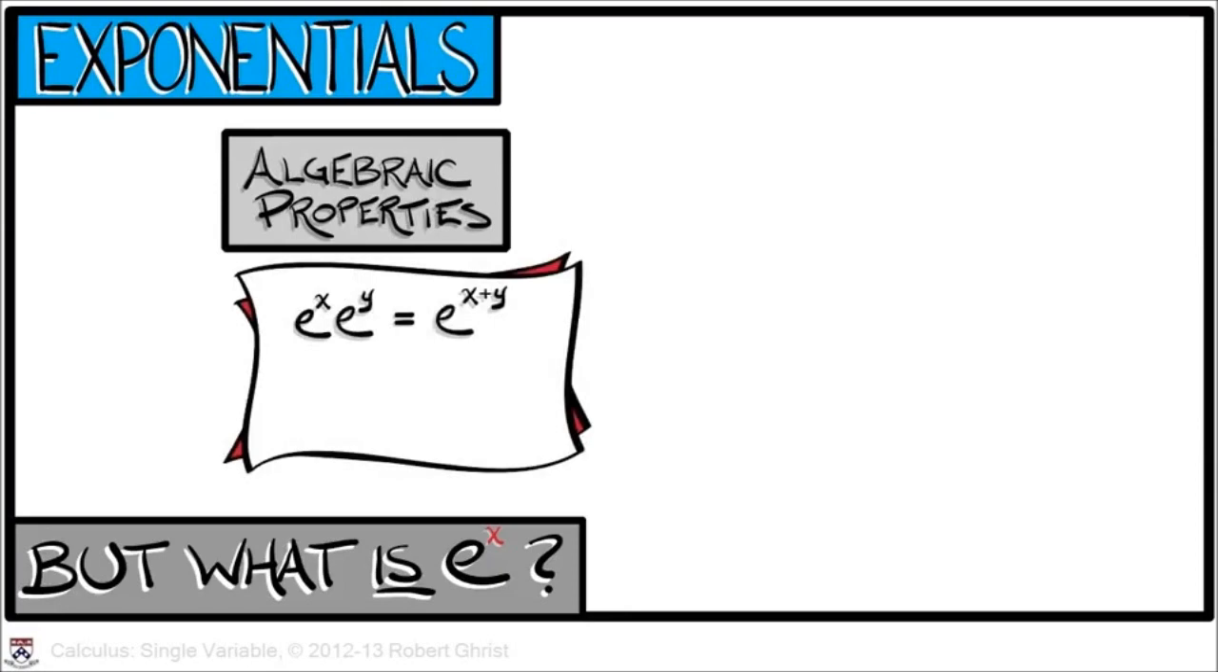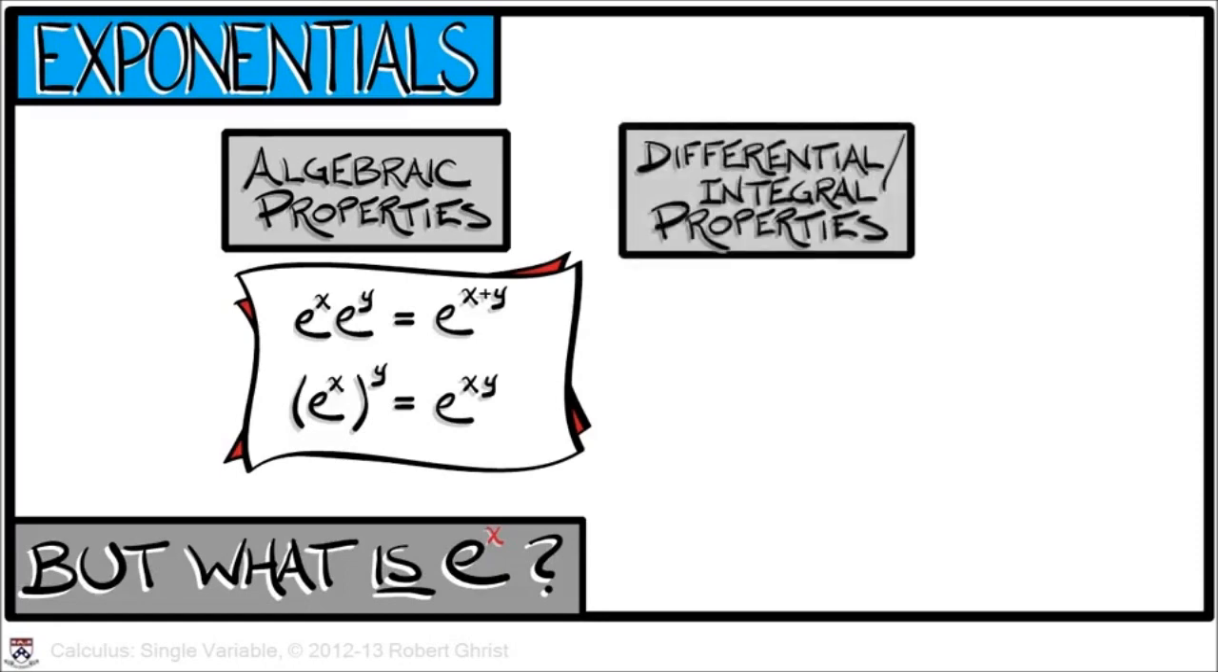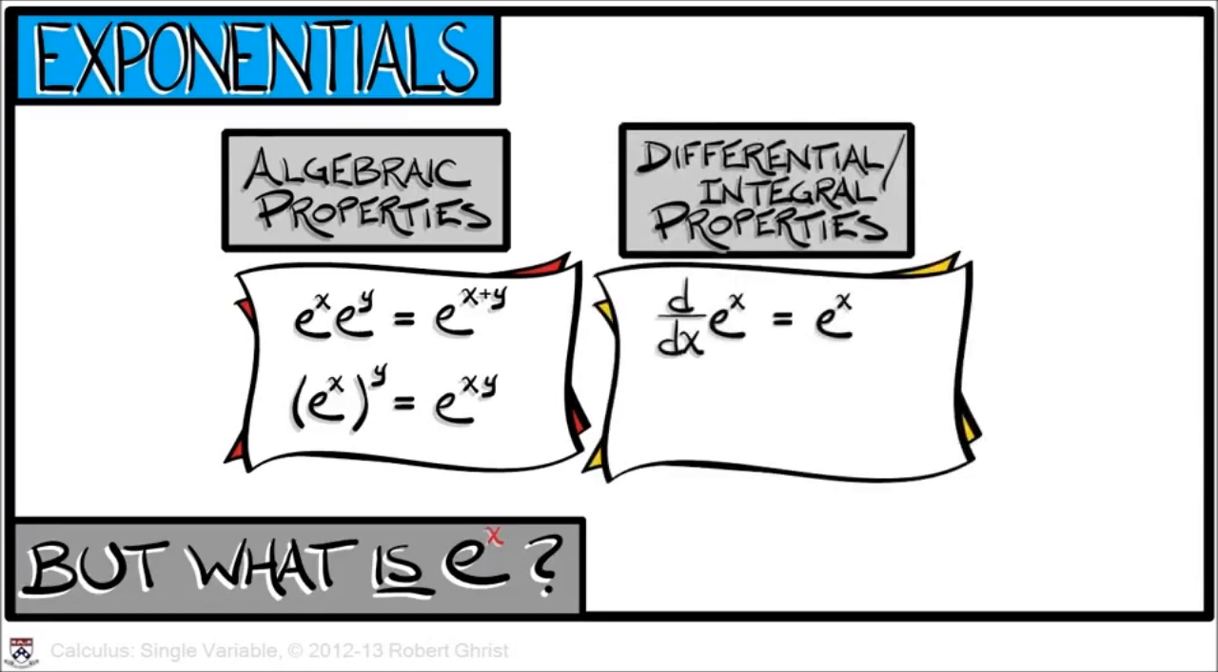I hope you remember that e to the x times e to the y is e to the x plus y, the exponents add, and e to the x raised to the y power is e to the x times y. In your prior exposure to calculus, I'm sure that you've seen some of the differential and integral properties of this function. E to the x has this wonderful property that it is its own derivative, and, of course, that it is its own integral, at least up to a constant. These facts are easy to remember, but maybe not so easy to fully comprehend.